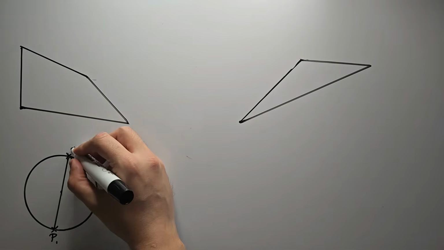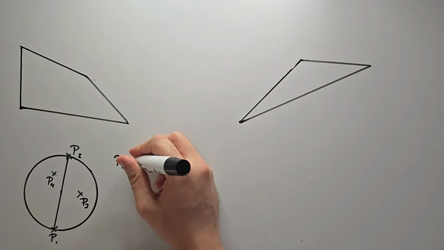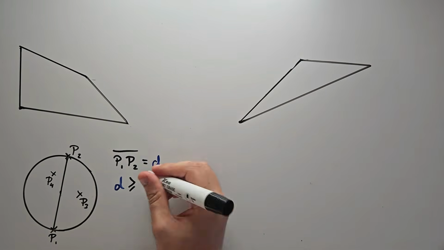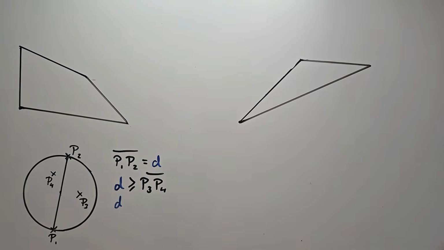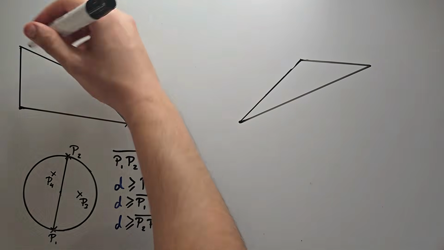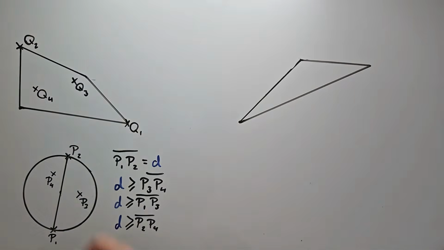In this circle I mark 4 points, P1 to P4. We see that the distance P1, P2 is equal to the diameter. We also see that given 2 points in the circle, the distance between those 2 points is never greater than the diameter. Let's do the same for the quadrilateral, marking 4 points Q1 to Q4.